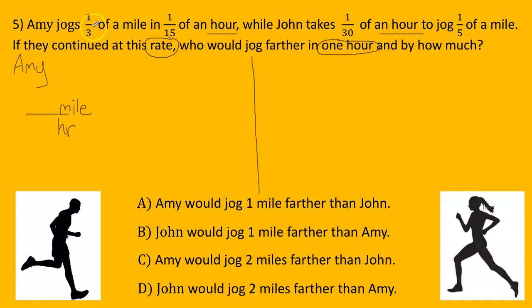So I'm going to go ahead and put her miles. Amy's miles are listed right there, 1/3 of a mile, and that's in 1/15 of an hour. So she can jog 1/3 of a mile in 1/15 of an hour. We're ready to solve this one and figure out the unit rate. They're both fractions, so we can change the fraction bar for a division symbol.